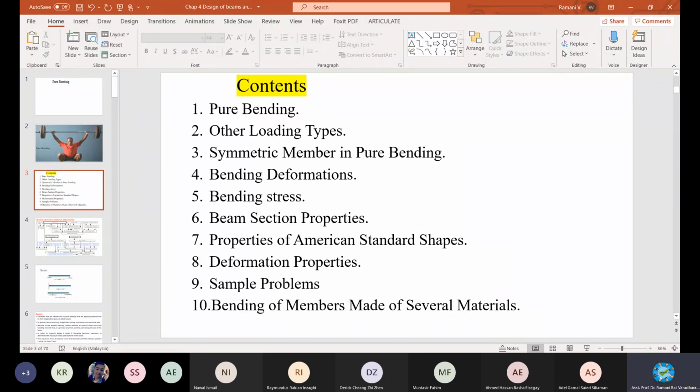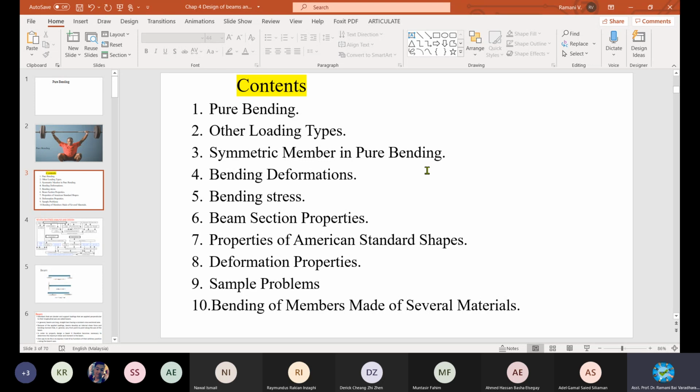Point load and distributed load, right? Simply a point load, maybe acting at a point or at the end or at some distance from the support, or distributed load. But sometimes it's a triangular loading, right? These are the types of loading we have studied. So different types of loading are also discussed in this class. And then symmetric member in pure bending.